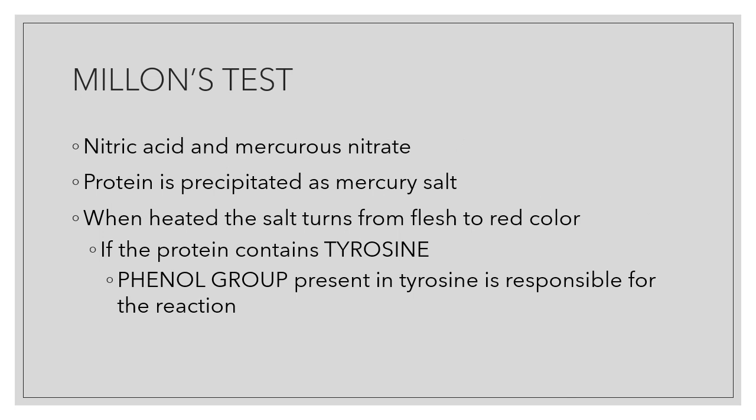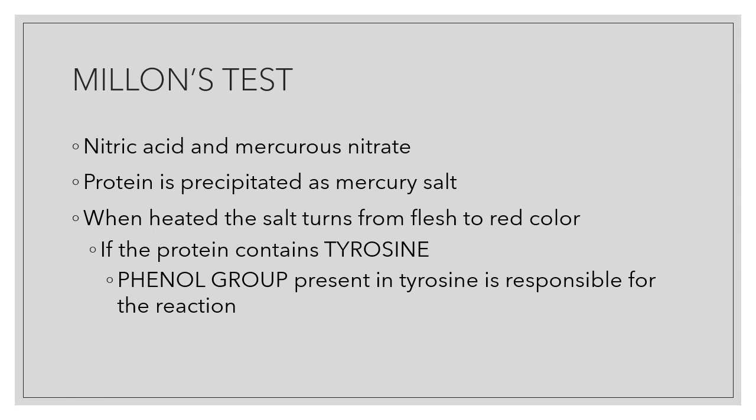Okay, let's take a look at your individual tests. First on the list, you have your Millon's test. Your Millon's test uses nitric acid and mercurous nitrate. When you add this reagent into a protein solution, the protein is precipitated as a mercury salt.